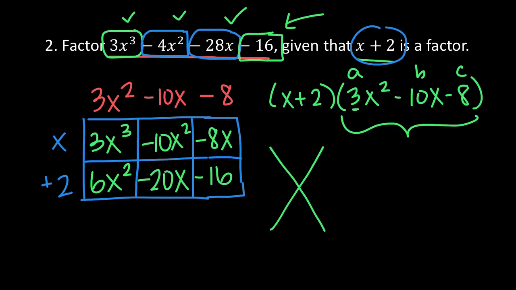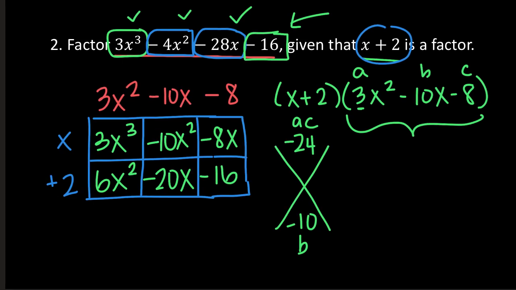I put A times C on the top of this X thing. So 3 times negative 8 is negative 24. This is A times C. And I'm going to put B on the bottom. Now I'm trying to think of two numbers that would go on the sides right here that would multiply to get negative 24 and add to get negative 10.